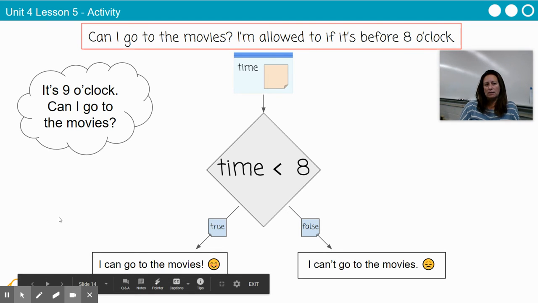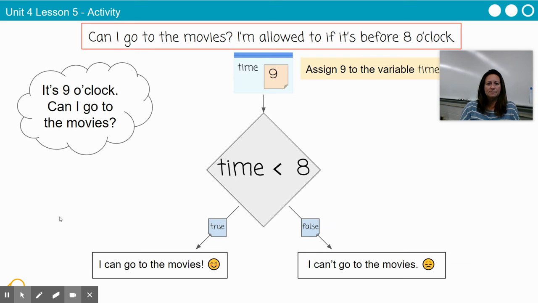Say it's 9 o'clock. Can I go to the movies? First, I assign 9 to the variable time. Then I move on to the diamond section. This is the decision. I have to compare, is time less than 8? So I need to stop and evaluate that Boolean expression. First, reduce both sides to a single value. In this case, we need to replace time with its value.